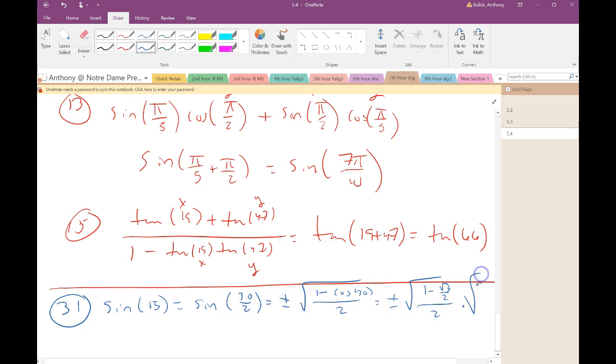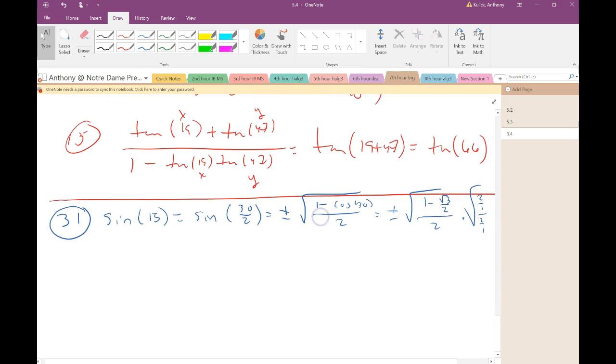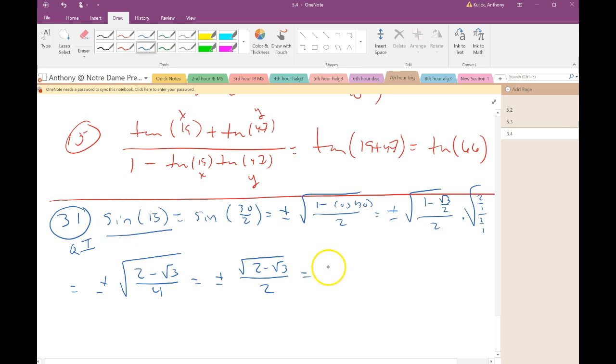so what I'm going to do is multiply the top and bottom by 2 over 1. That gives me this, right? And then since the bottom's a perfect square, I can do that. And the last thing I need to do is decide on my plus or minus. Since we're sine in the first quadrant, that needs to be positive. Yes, Megan?